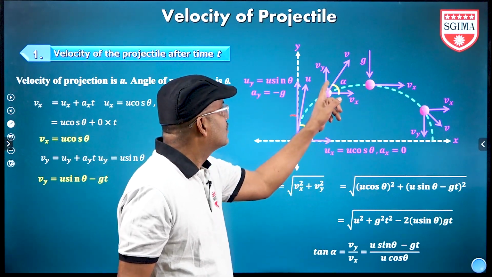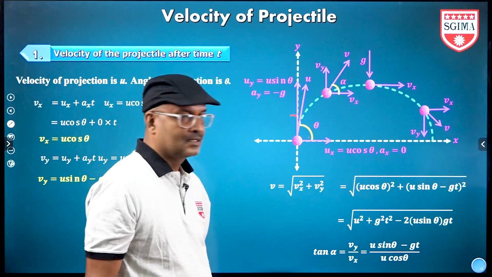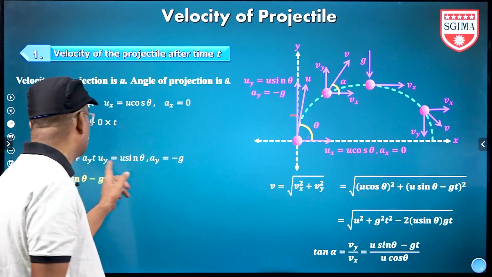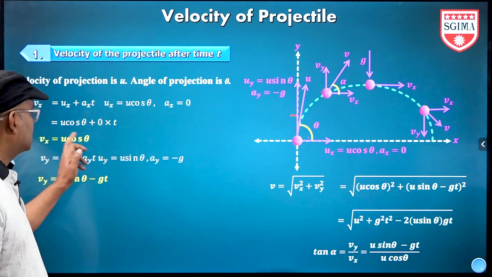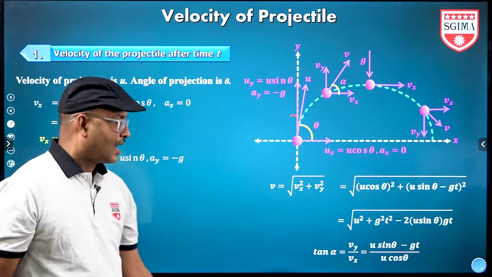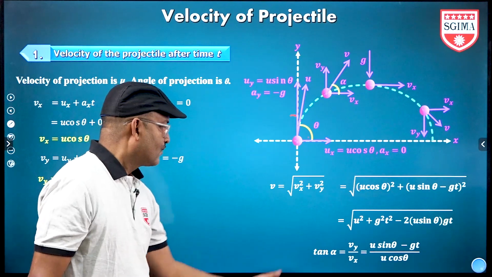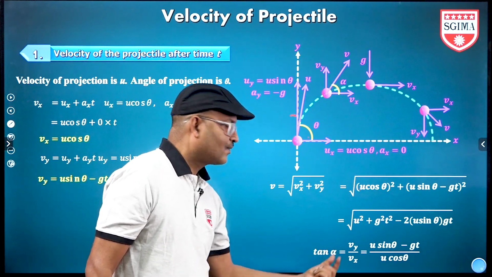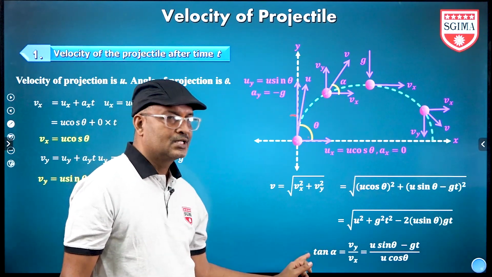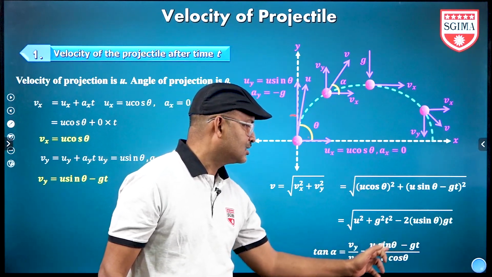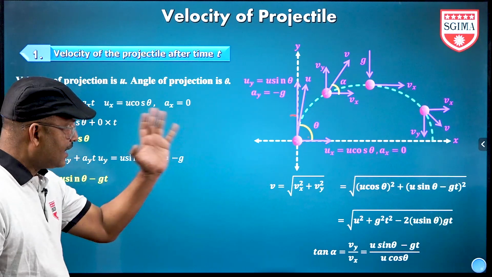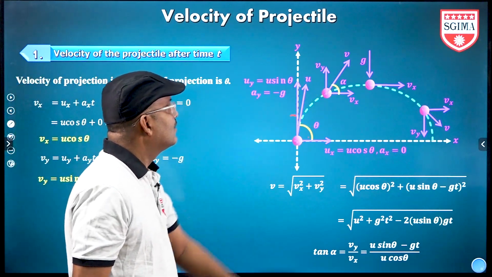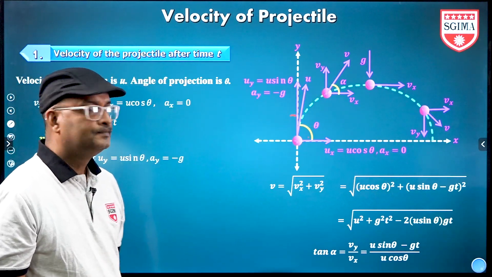Tan alpha is equal to Vy by Vx. Vy already we have. Vy is equal to u sin theta minus gt. Vx is equal to u cos theta. I am substituting these values. From this, we can find out the alpha value. Alpha is tan inverse of (u sin theta minus gt) by u cos theta. So, at any time, velocity of the body can be calculated.